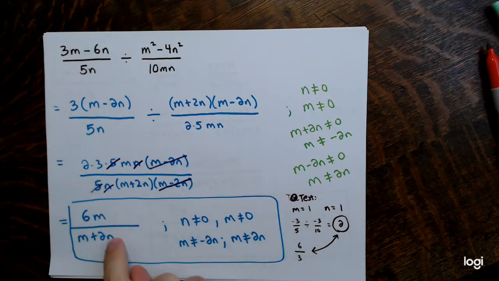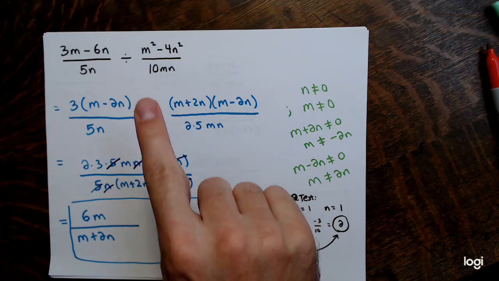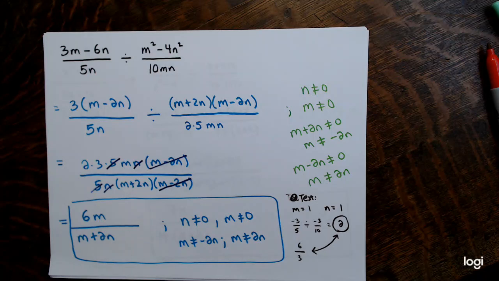If they truly are equal, they'll have the same value no matter what you plug in for m and n, as long as you don't plug in 0 for m or 0 for n, and m is not negative 2 times n and m is not 2 times n. As long as these things aren't happening, you can plug those in and check them out and see that, yes, indeed, this division is equal to this fraction.